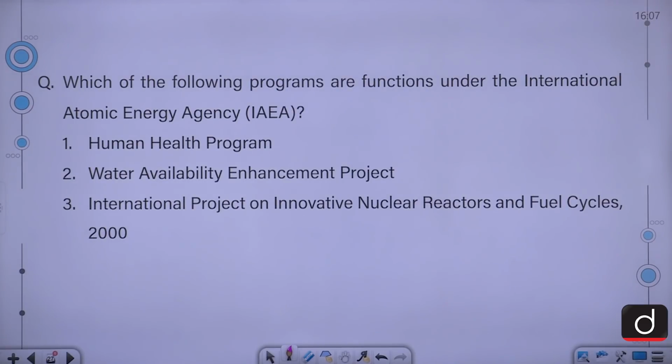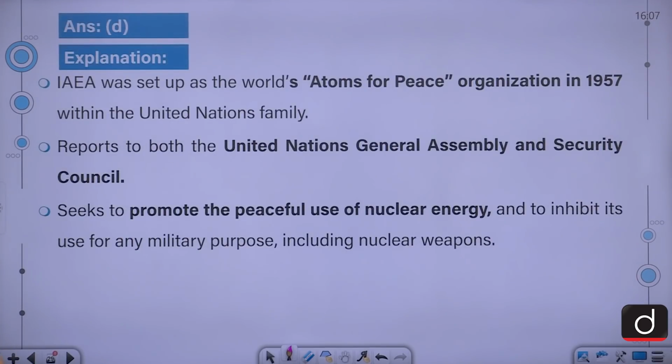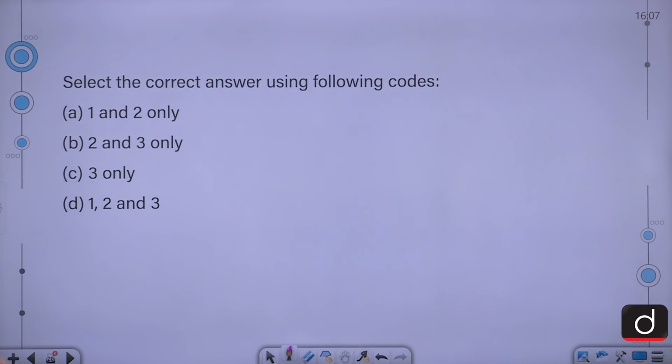So, next question says, which of the following programs are functions under the International Atomic Energy Agency? Human Health Program, Water Availability Enhancement Project, International Project on Innovative Nuclear Reactors and Fuel Cycles of 2000. Select the correct answer using the following codes: 1 and 2 only, 2 and 3 only, 3 only, 1, 2 and 3. The correct answer to this question is D, that is 1, 2 and 3.